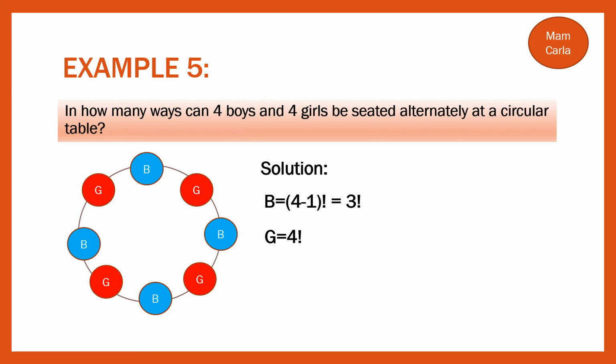So for the solution, we have 3 factorial times 4 factorial is 6 times 24. And 6 times 24 is 144 ways. So we have 144 ways of sitting 4 girls and 4 boys around a table alternately. Try doing this on your own.